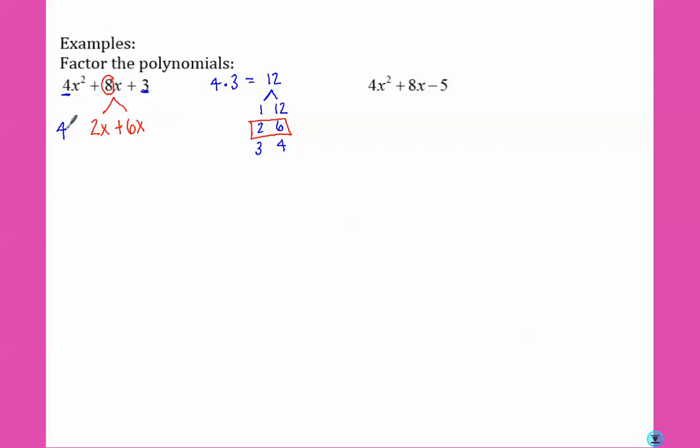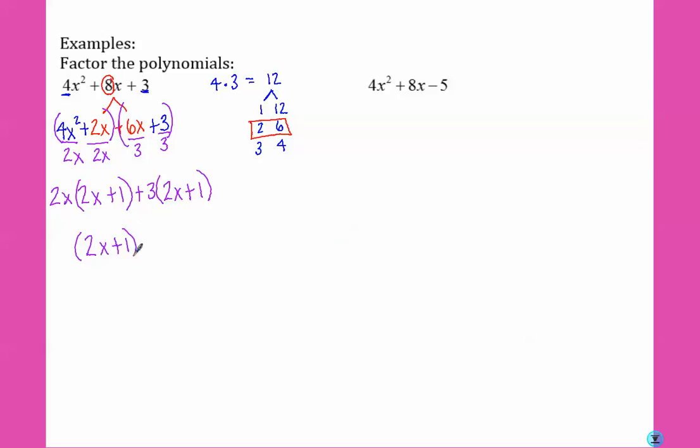I'm going to bring down my 4x squared and my 3. And now I'm going to factor by grouping. So group the first 2 together, group the second 2 together. These 2 have 2x in common. So I factor out 2x, and I'm left with 2x plus 1. Then 6x and 3 have 3 in common, so I'm going to factor that out. So factor out 3. When I divide, I get 2x plus 1. My matching parenthesis is one of my factors, and my GCFs are my other factor.